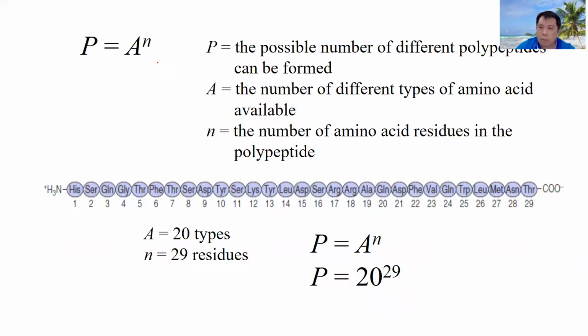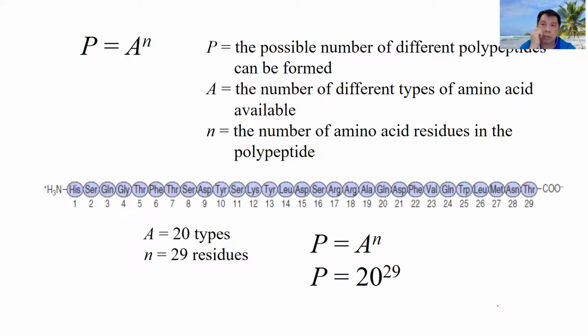Now we go back to the example from just now. This polypeptide has 29 amino acid residues. Let's say the amino acids available are 20 different types. So the possible number of different polypeptides that can be formed using 20 different types of amino acid, in a polypeptide with 29 amino acid residues, is P equals 20 power 29. The number is too large, until the calculator cannot even show it.